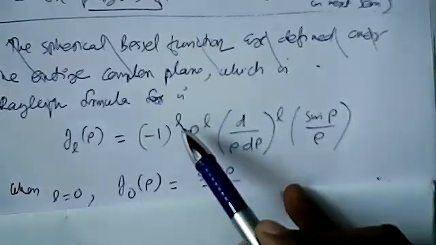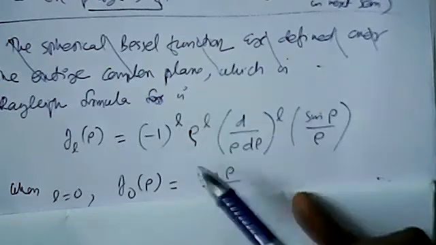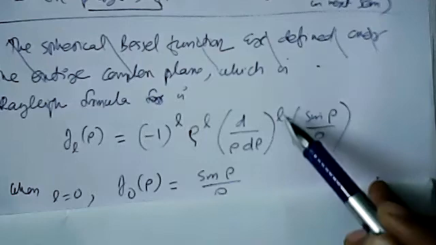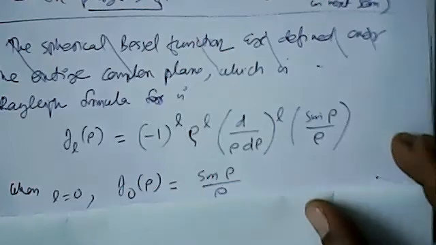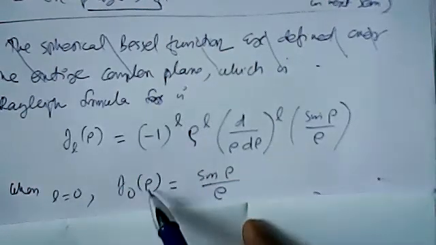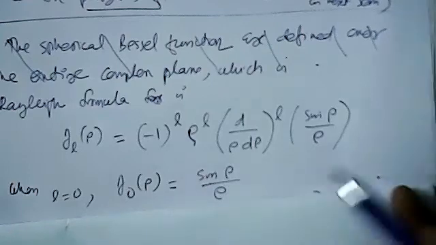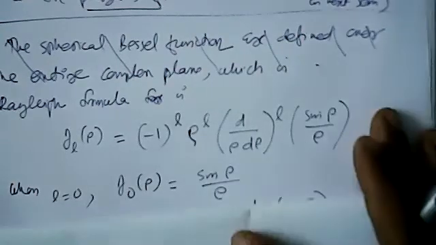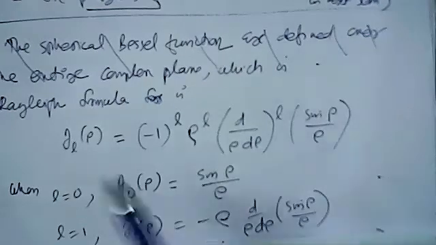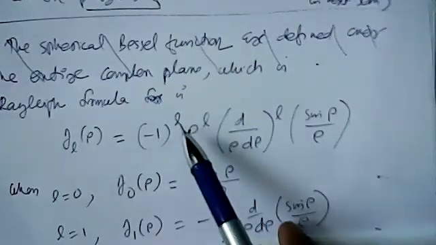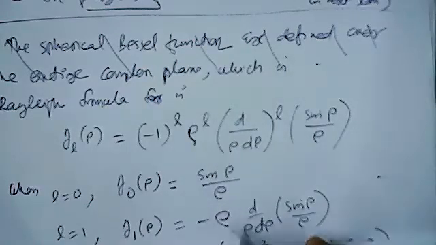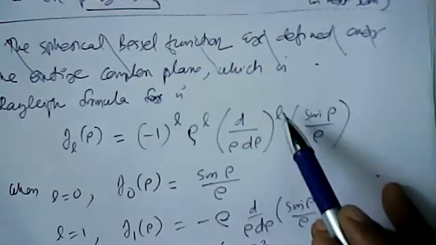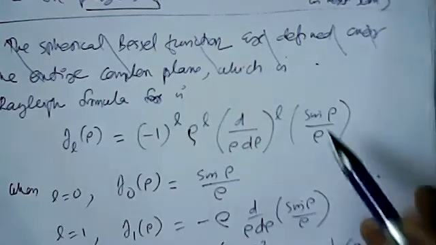When L equals 0, minus 1 to the power of 0 is 1, rho to the power of 0 is 1, and the derivative operator to the power of 0 is also 1. So what remains is sine rho by rho. So when L equals 0, J_0 of rho equals sine rho by rho. Now you put L equal to 1. This is minus 1 to the power of 1, so minus rho to the power of 1, that is rho, times 1 by rho d by d rho, acting on sine rho by rho.